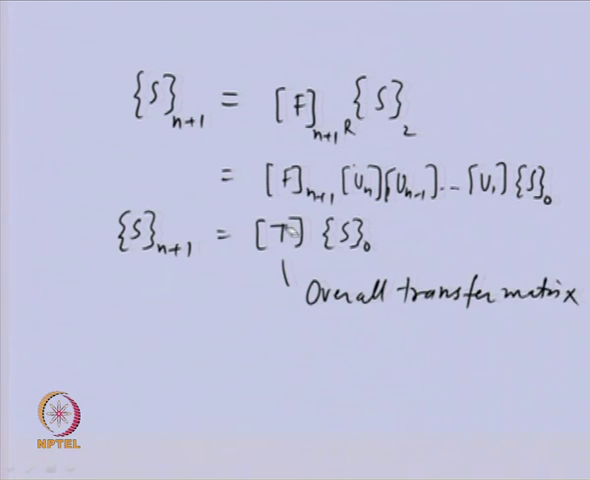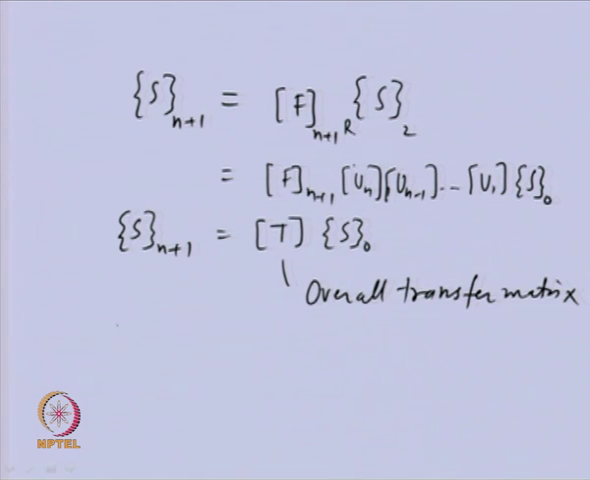The beauty of this matrix is the size remains 2 by 2 for free vibration, and for forced vibration, because we will be using the modified transfer matrices, the size will be 3 by 3. So, the size of the matrices does not change with the number of degrees of freedom of the system. This is the advantage of this particular method.